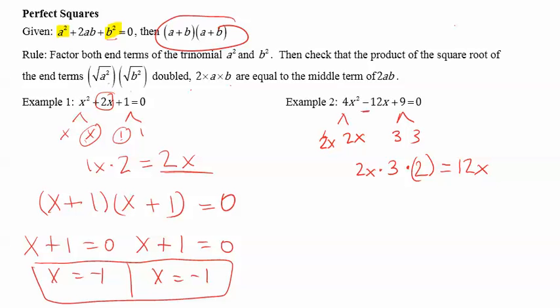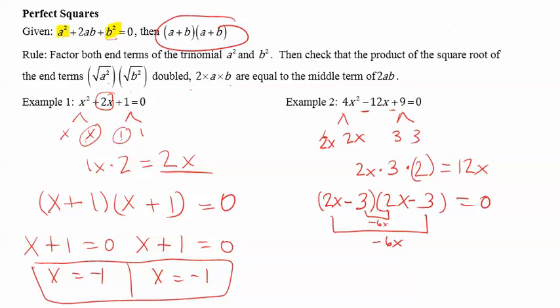But notice here I have a minus sign, and the last term is positive. That means both of my factors are going to deal with differences. So in my brackets I have 2x and 2x, and 3 and 3, and both will be subtraction. So 2x minus 3 is equal to 0, and 2x minus 3 is equal to 0. If we check the outside and inside terms as we've been doing, that would be a negative 6x, and this one would also be a negative 6x. When I add those together, it gives me the negative 12x.